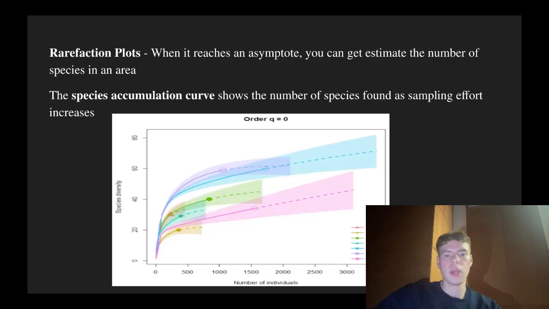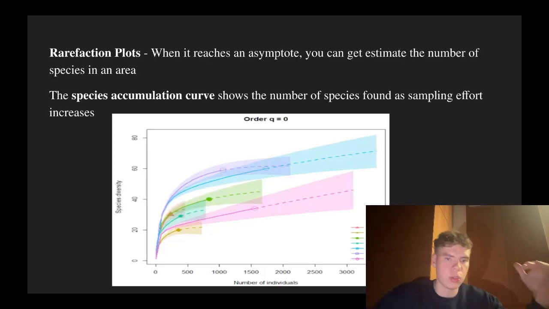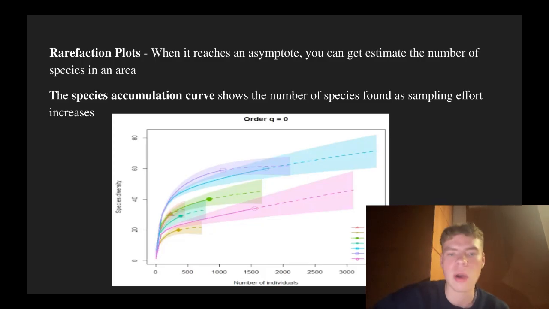Rarefaction plots. This is basically just a plot of measuring species in the environment. So, yeah, the species accumulation curve shows the number of species found as sampling effort increases. And when it asymptotes, meaning that when something asymptotes, it becomes straight, right? Like you learn in math, you have what's called a horizontal asymptote, right? As X approaches infinity. That's like calc.